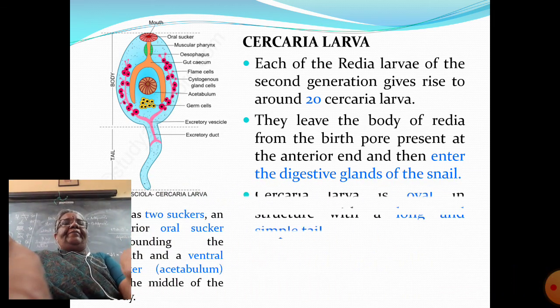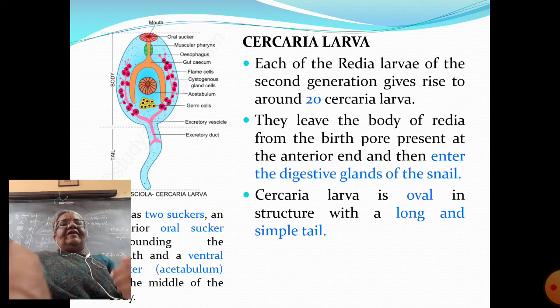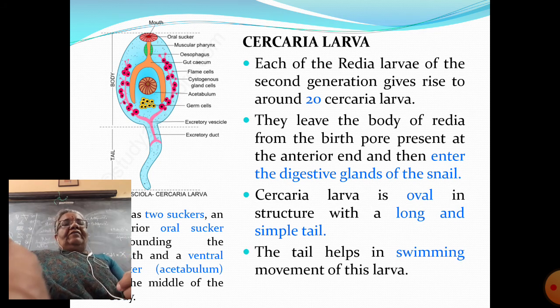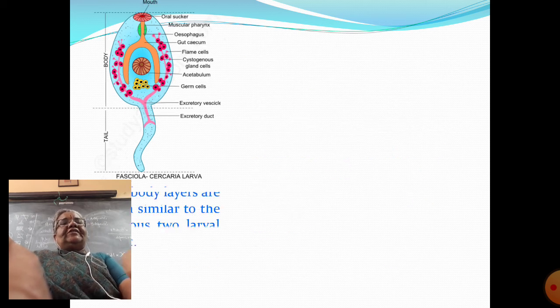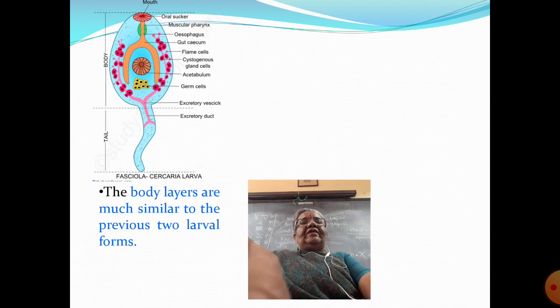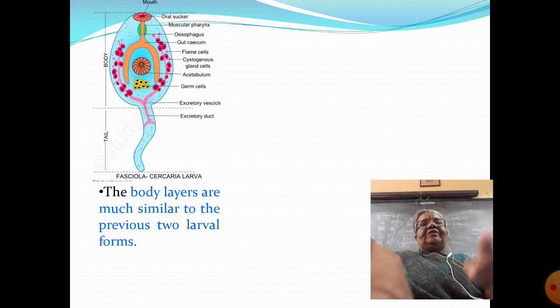Now, Circaria larva is oval in shape with a long simple tail. You can make out here. The tail helps in swimming movements. Okay, let's continue this. So the body layers are much similar to the previous two larval forms.